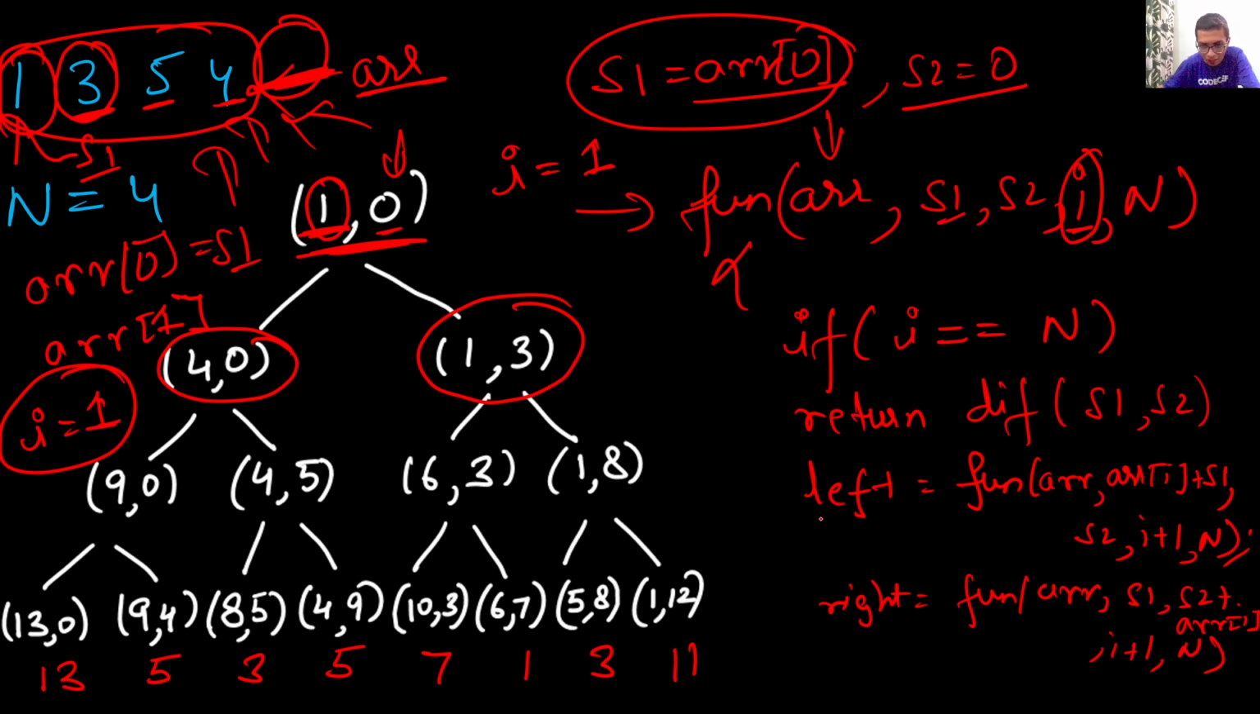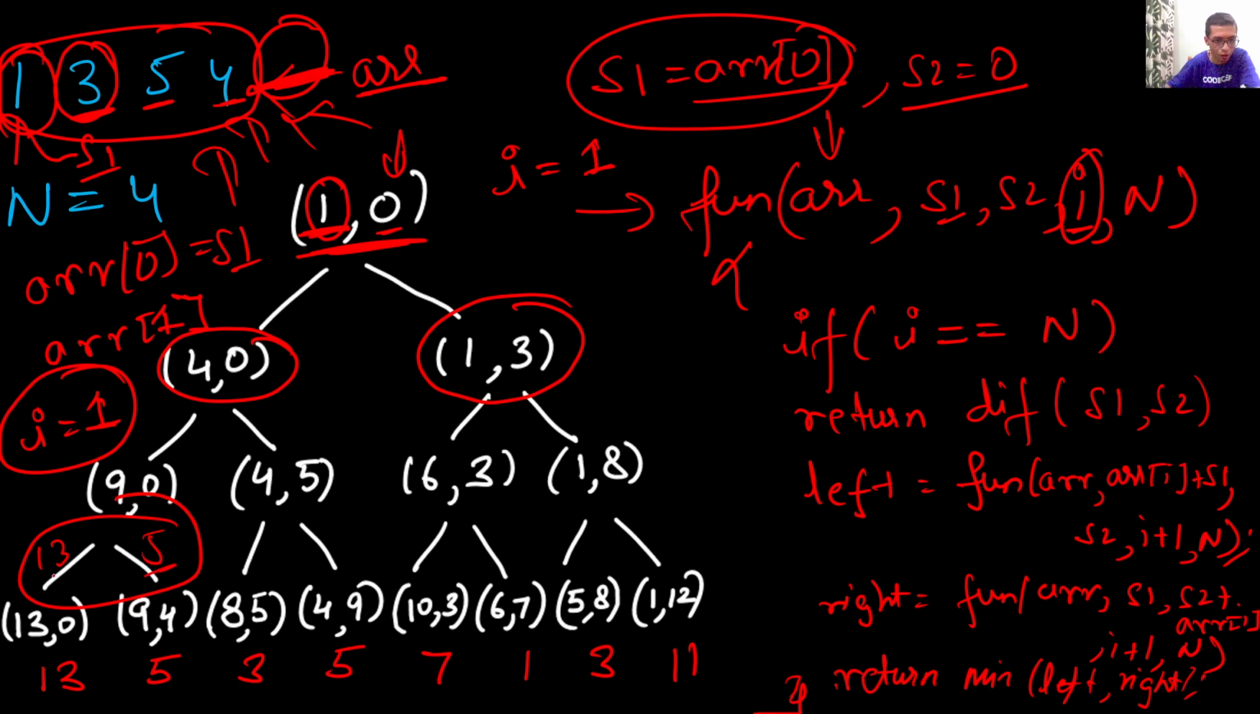And since we have calculated this left and right, after this, I'll simply return the minimum of left and right. And curly braces closed. So this completes the function. That is, if I equals n, then we simply have to return the difference. Otherwise, we'll calculate the left value of this function, the right value of this function, and we'll simply return the minimum of these two values, left and right. So minimum over here is 5. So we'll simply return the minimum over here, right?